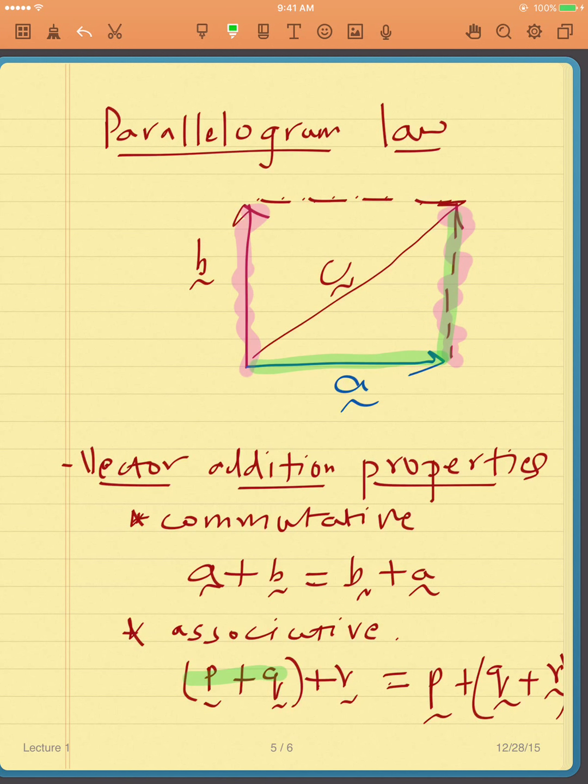The result that you get, that total vector from this entire operation on the left, is the same as the operation on the right, where Q and R are added first, and then added to the effect of the vector P. Alright, so with this we complete vector addition, and we will now move to multiplication.